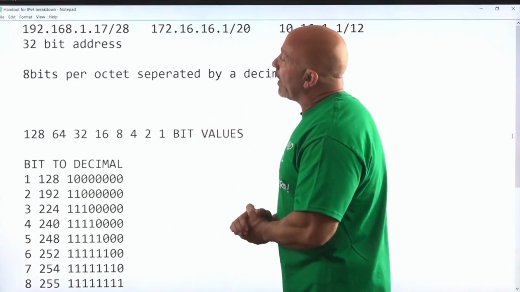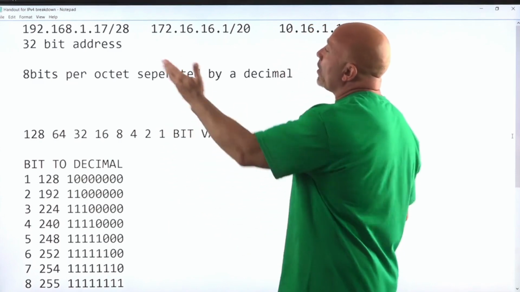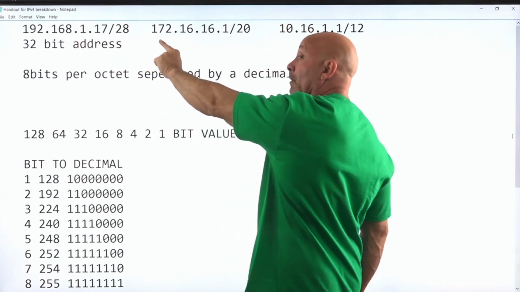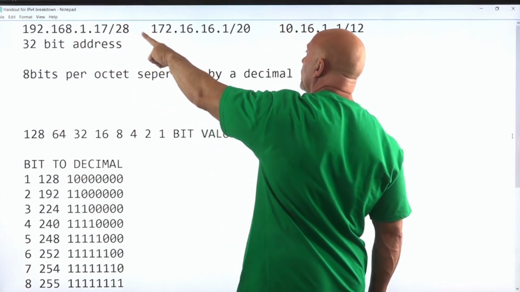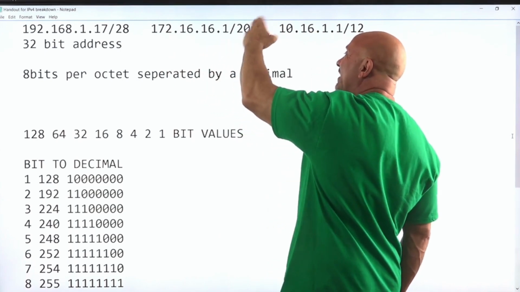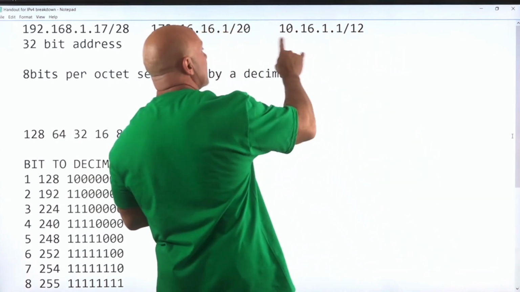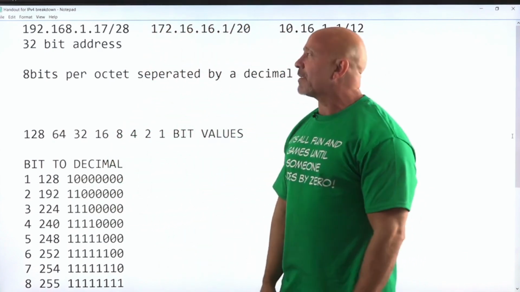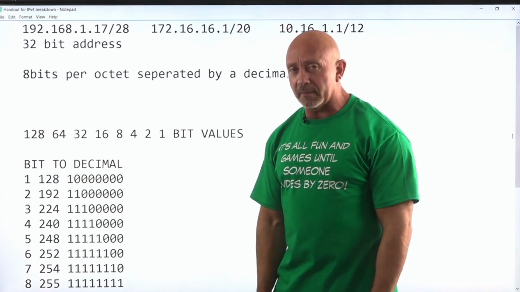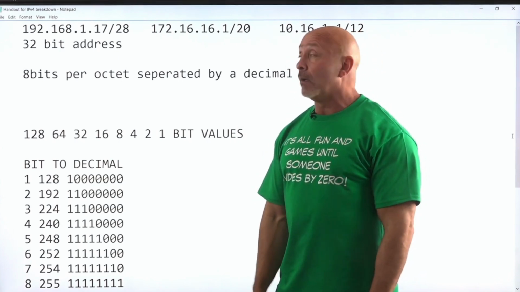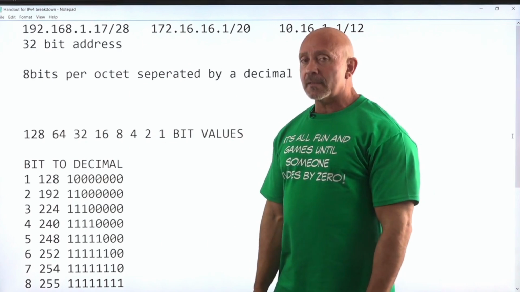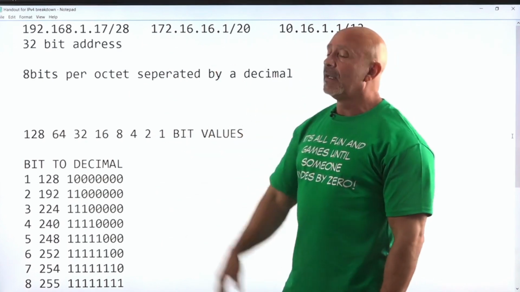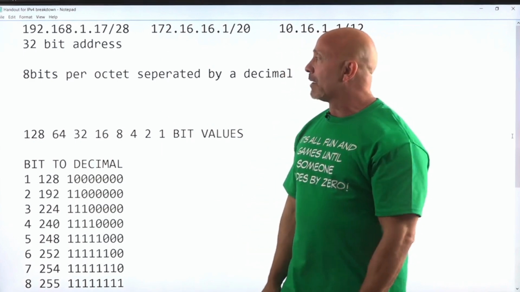So here, let's go ahead and start doing the stuff that we normally do. We know what an IP address looks like. There you go. You got your 192.168.1.17 CIDR 28, 172.16.16.1 CIDR 20, and 10.16.1.1 CIDR 12. Why am I picking those CIDRs? They have something in common. What is it? We'll soon find out. But just know that this is Cisco's favorite CIDR. These CIDRs you see up here, they love to use it. You'll know why in a second.